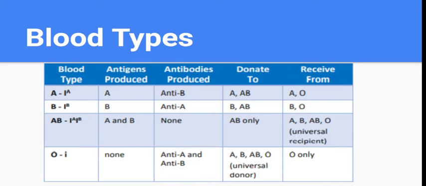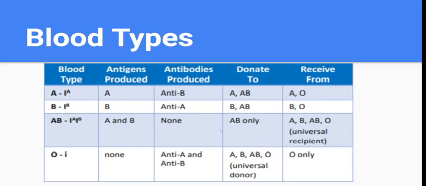Yeah. The important thing here is knowing that AB can only donate to AB, but AB is the universal recipient. This took me a while to learn too. So AB can receive from anyone. O is a universal donor, but they can only receive from O. So those are the main things you need to know there.